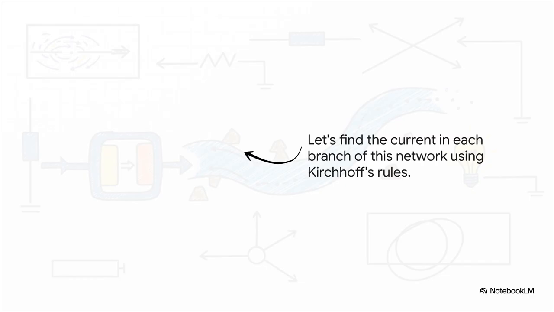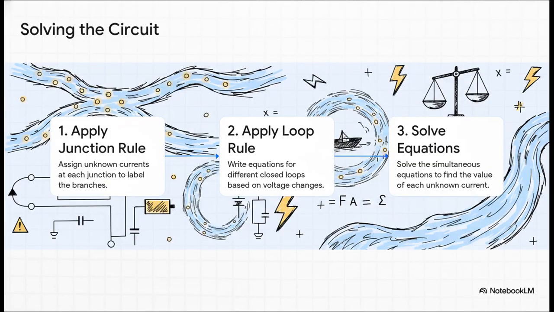But listen to me, do not panic. We have our super tools. We have Kirchhoff's rules. We can absolutely do this. Our mission is to find the current flowing in every single part of this circuit. Here is our step-by-step plan. It's so simple. Step 1, apply the junction rule. Just pick a junction and write down the current in equals current out equation.